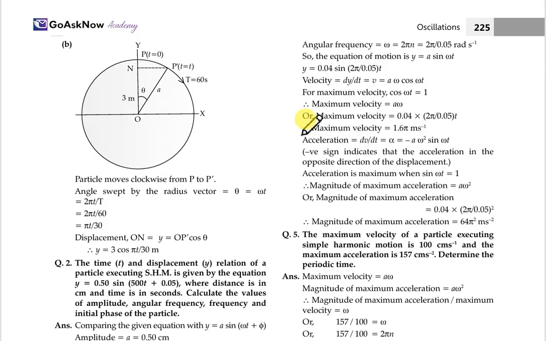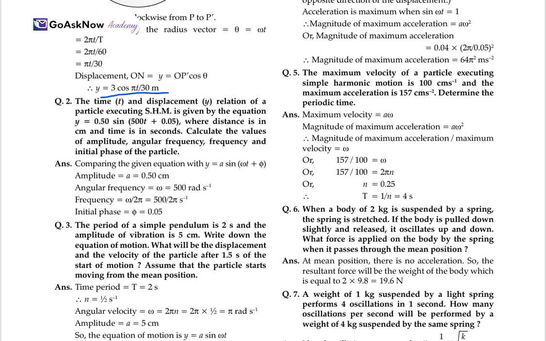For the second case, the particle is moving in the clockwise direction. So the angle swept will be 2 pi t upon T. We substitute the value and get the equation y is equal to 3 cos of pi t upon 30 meter.